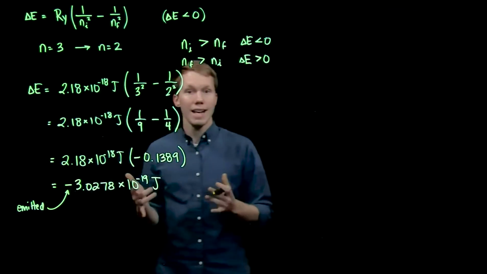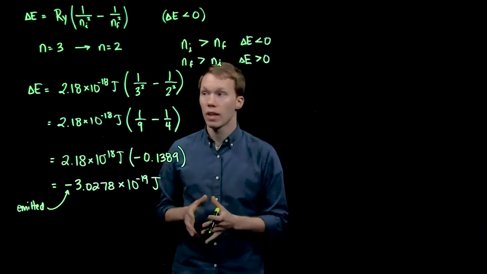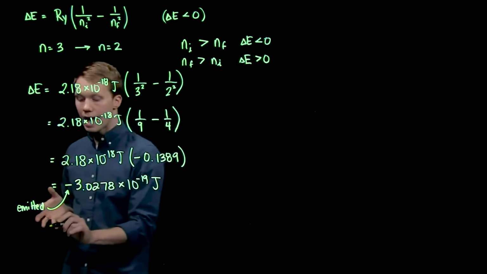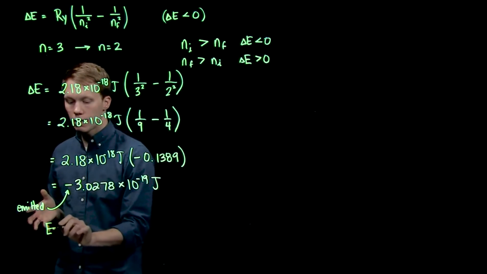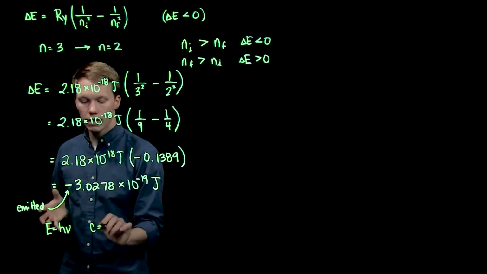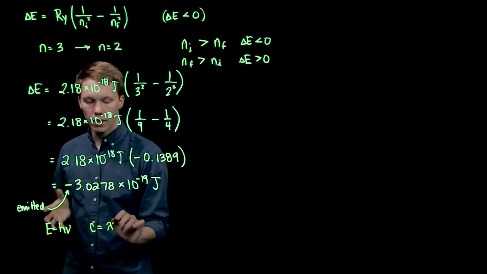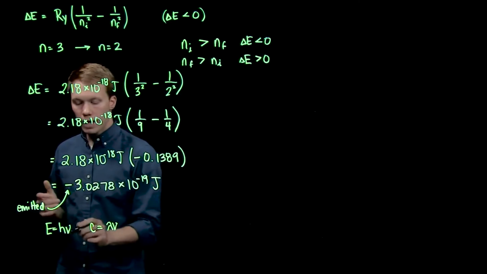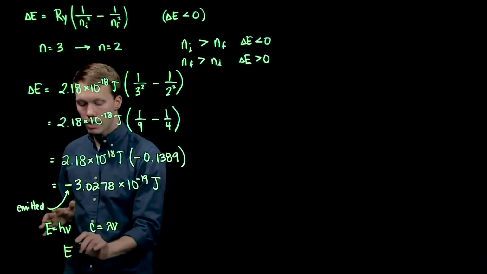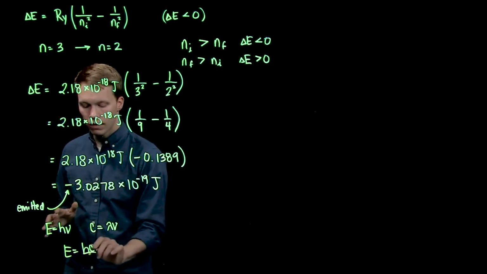If we want to then take this and calculate a wavelength, we have to recall a couple of our other equations. We know that E is equal to h nu, and c is equal to lambda nu. So if we combine these and rearrange them, we get the equation E equals hc over lambda.